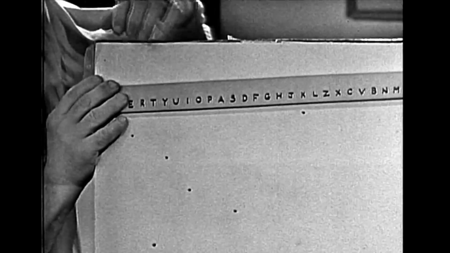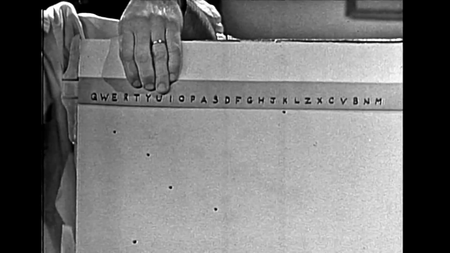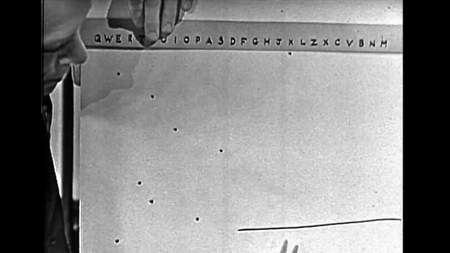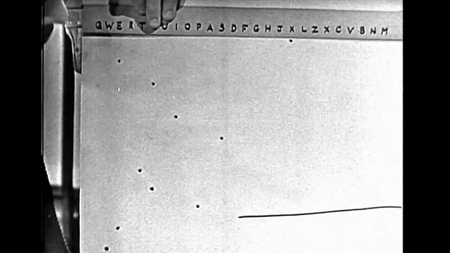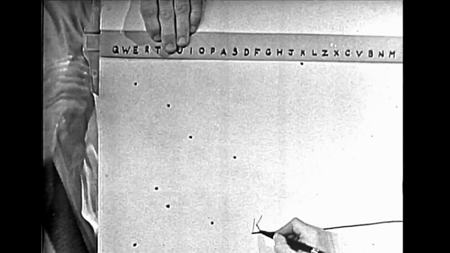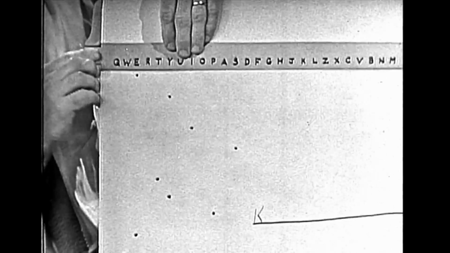Now, see that dot over there on the edge? What does that dot stand for? K. All right. Right down here, you take that and write down a K. Now, this dot doesn't stand for K at all. Look what it stands for. E.